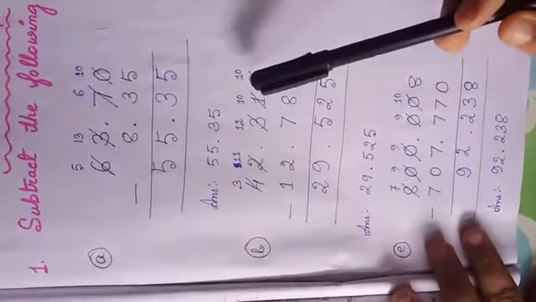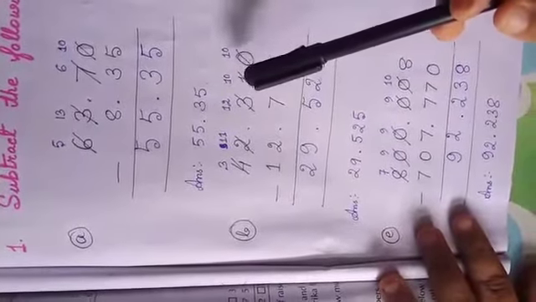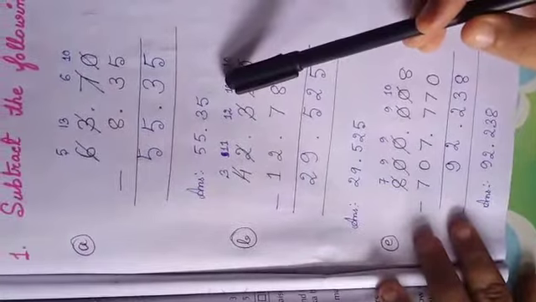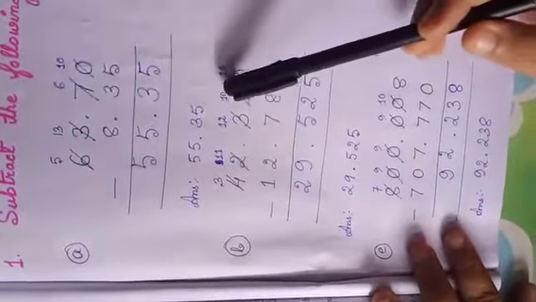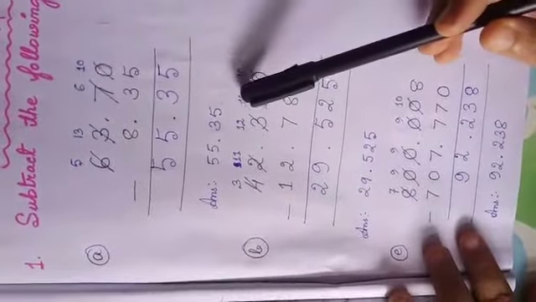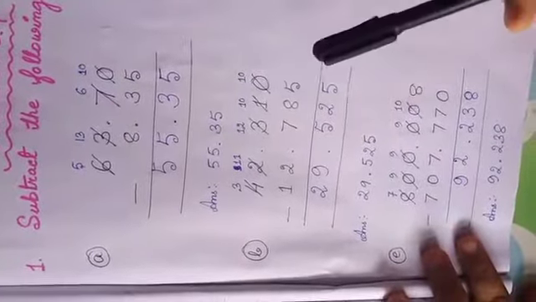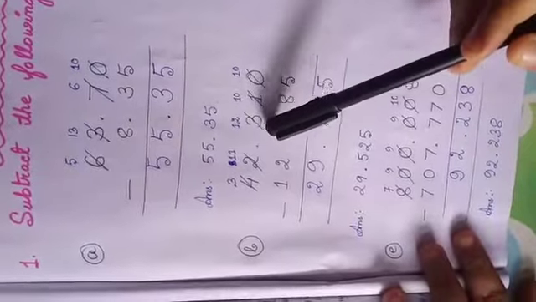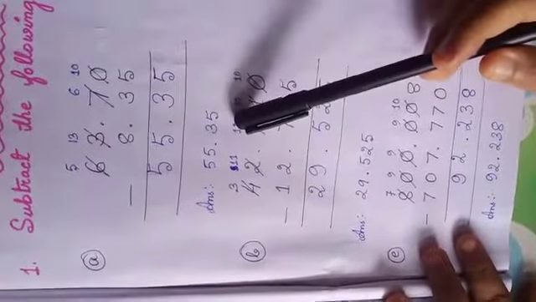As we have borrowed 1 from here, this 1 has become what? 0. Yes or not? Now can you subtract 8 from 0? No. Again you have to borrow 1 from the tens place. So this 0 has become 10. 10 minus 8 is 2. Now this 3, as you have borrowed 1 from this tens place, this 3 has become 2.